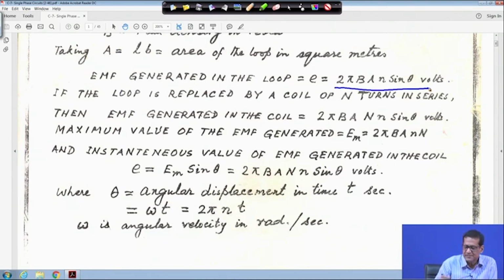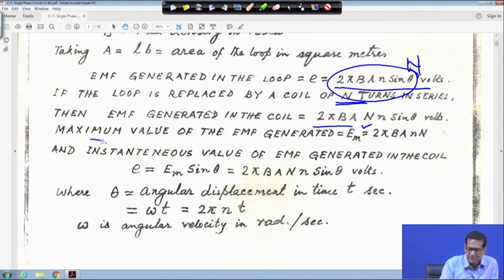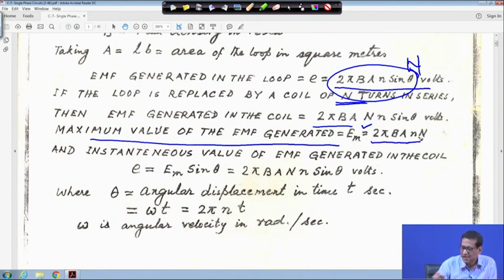Now if the loop is replaced by a coil, so you have N number of turns, then the total EMF generated in the coil will be 2 pi BA, you multiply this term by capital N, the total number of turns. So it will be 2 pi BA capital N into small n sin theta volts. That means the maximum value of the EMF generated, EM, will be 2 pi BA small n into capital N. This is the maximum EMF generated, and you can put this in volts.